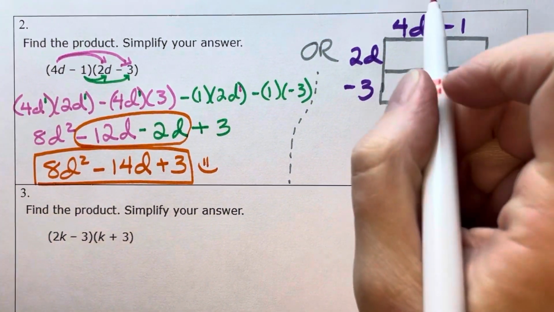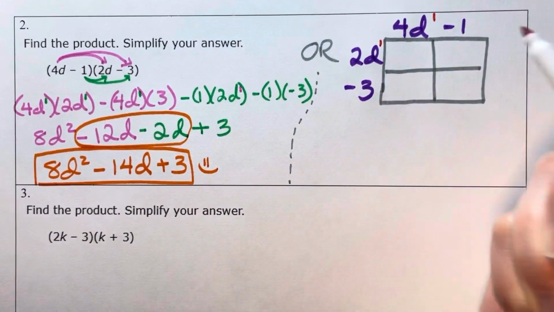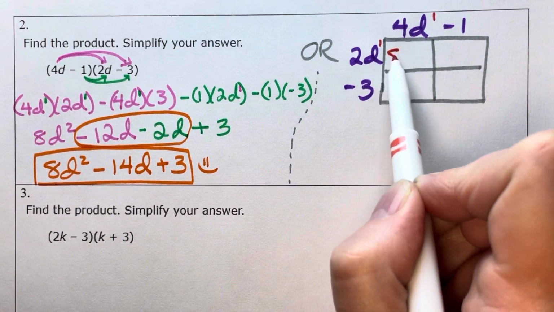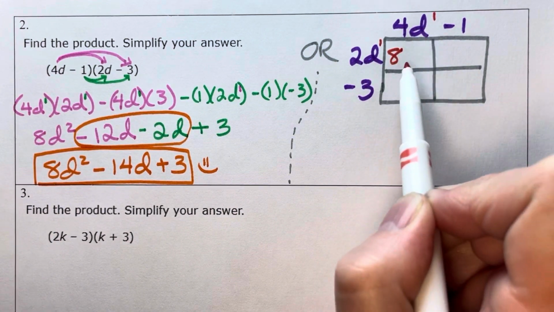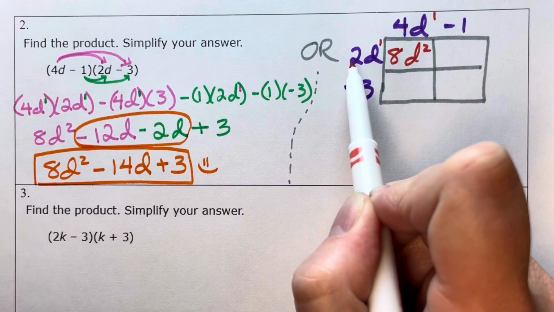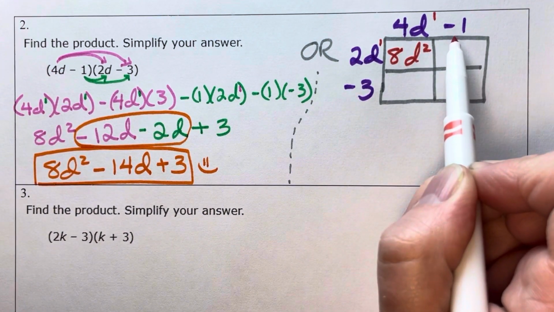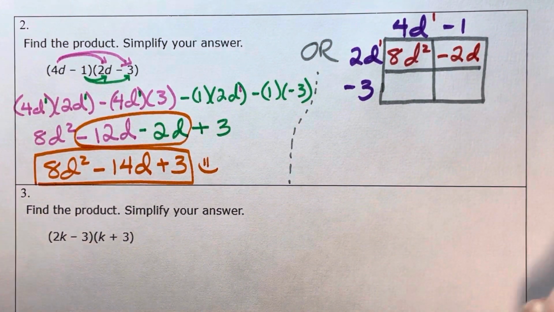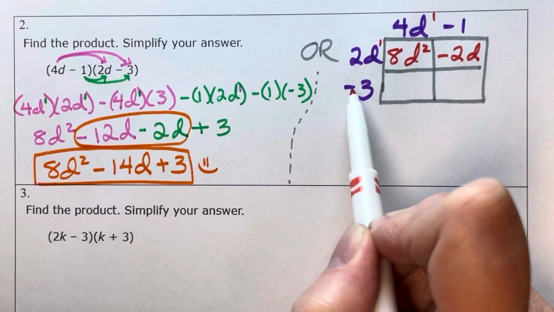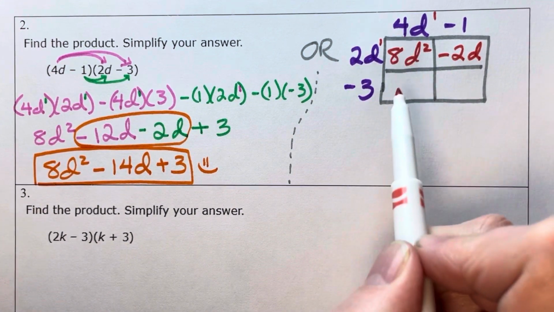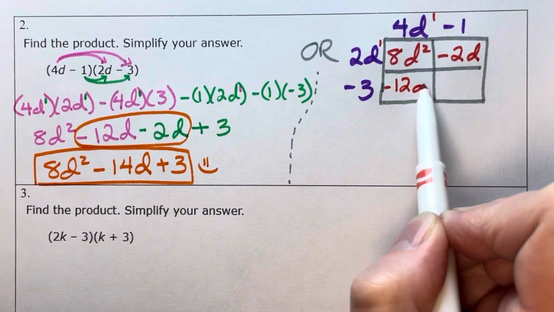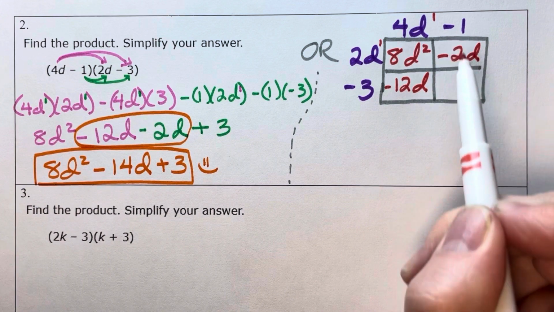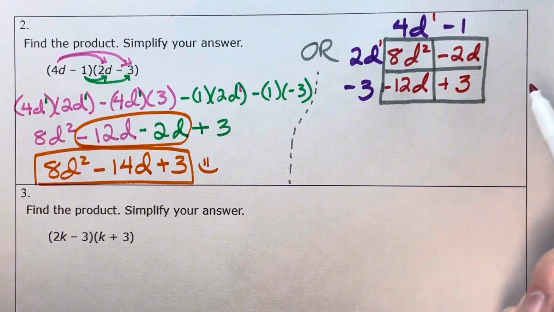As we do this, don't forget all of your exponential rules for multiplying with variables. Big 2 times big 4, big 8. D times D is D squared. Positive 2 times a negative 1 is going to give you a negative 2D. There's no other D's to worry about. Negative 3 times positive 4 makes a negative 12D. And finally, negative 3 times negative 1 makes a positive 3.